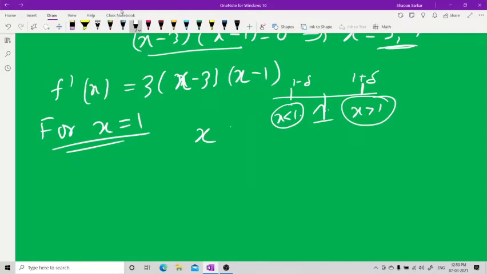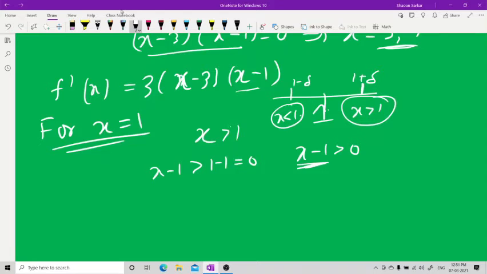Now see, x greater than 1, that means if x is greater than 1, subtract 1 on both sides. x minus 1, 1 minus 1, that is equal to 0. So x minus 1 is greater than 0. Now you have to write x minus 3, and x is greater than 1.